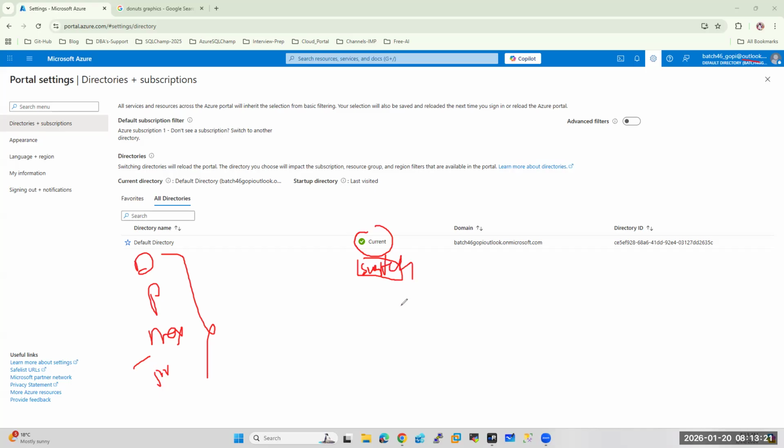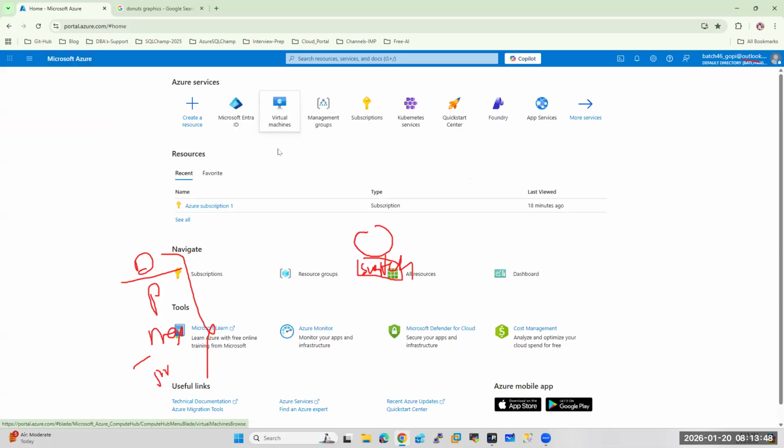For example, you got a ticket for Domino's Pizza. One of the Domino's Pizza servers went down. Now you need to connect to the portal to start the server or something. You need to connect to portal.azure.com with your Infosys email. Once you've done that, click on switch directory and switch to Domino's Pizza. Once you switch to Domino's Pizza, you can see Domino's Pizza related stuff.